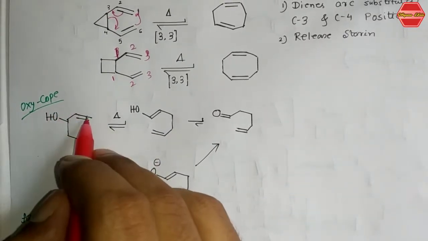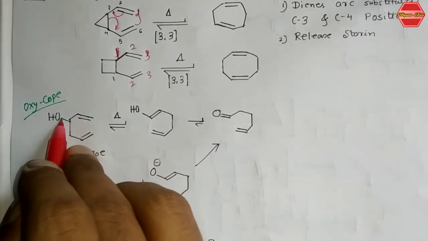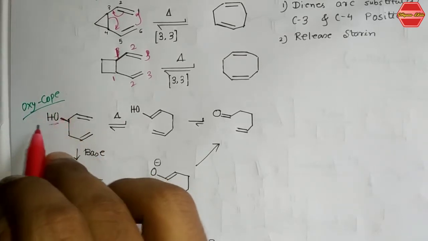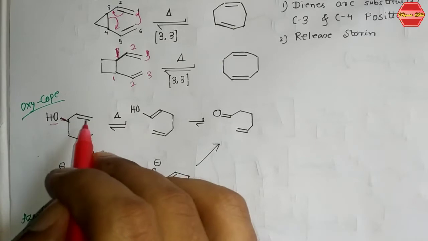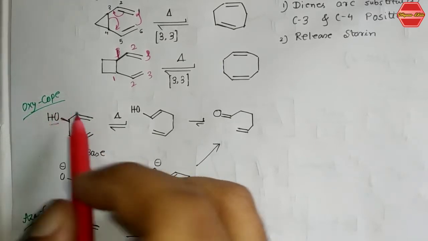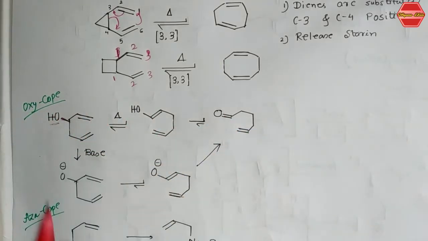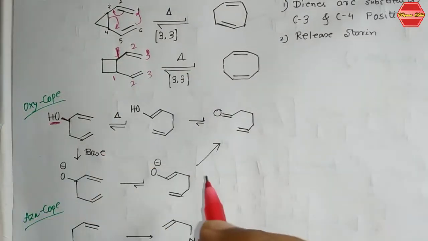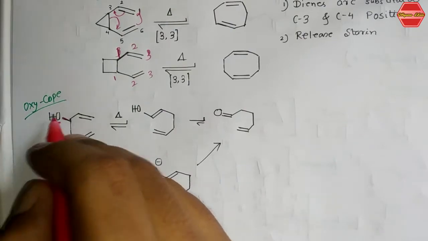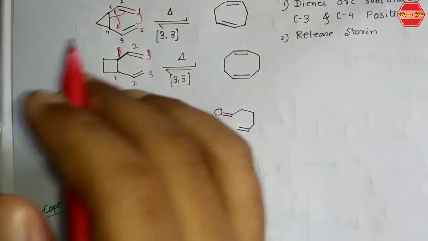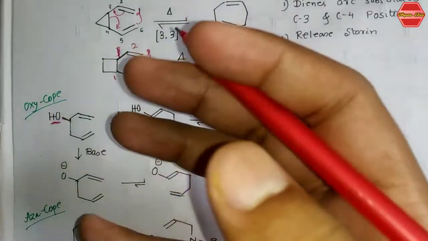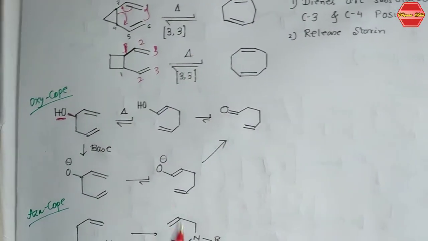See, you have a compound like this, and you have this OH substituted. If the OH is placed on this type of carbon, this compound undergoes the Oxy Cope rearrangement. If this oxygen is placed, it is called the Oxy Cope rearrangement. And if you have nitrogen as the substituent present over here, you will call that rearrangement an Aza Cope.